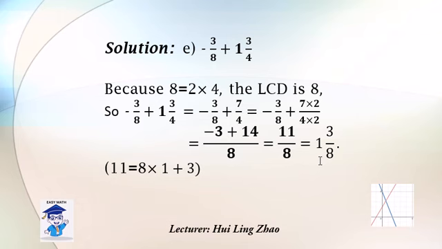So for the final answer, we have to use the mixed number, because 11 equals 8 times 1 plus 3, right? So the 1 put in the front and 3 put in the numerator, right? So this answer is 1 and 3 over 8.